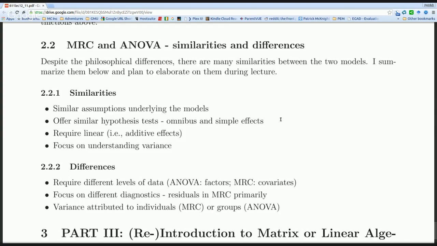Finally, the differences lie, just as I said before, in that variability of variance is key, but we look at individuals for MRC, and we look at group variability for ANOVA. So the focus is somewhat different in that in multiple regression models, we're really looking at individual observations. In analysis of variance, we're looking at groups or class-level variables. And therein lie the differences and the similarities between these two members of the general linear model.